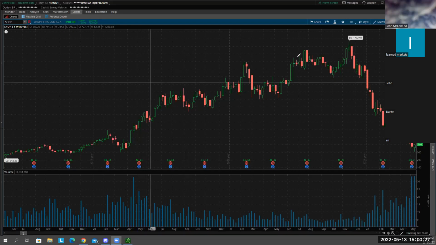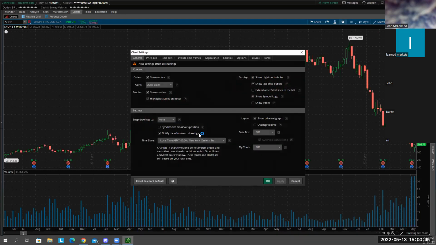All right. So this is where I start with all my charts. If you came onto ThinkOrSwim, this is like the first thing you're gonna see. It's gonna look just like this. First thing I do as soon as the charts even come on is I go to where it says settings right here. It's a little settings icon. So I click that.